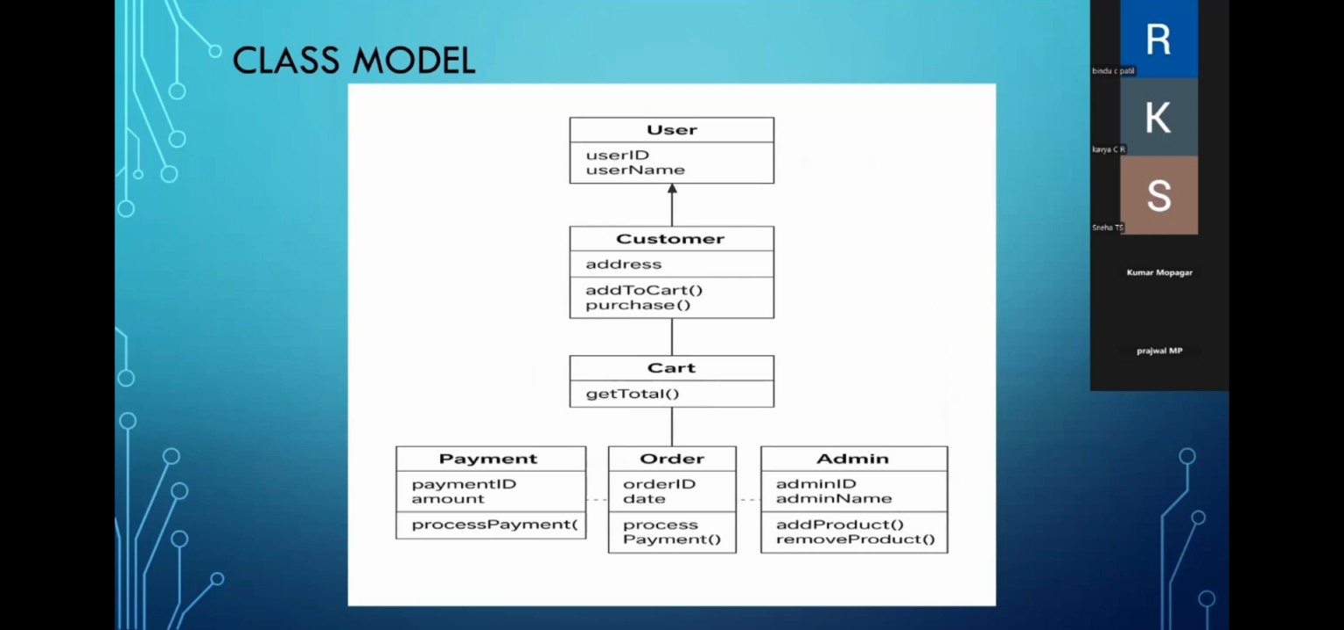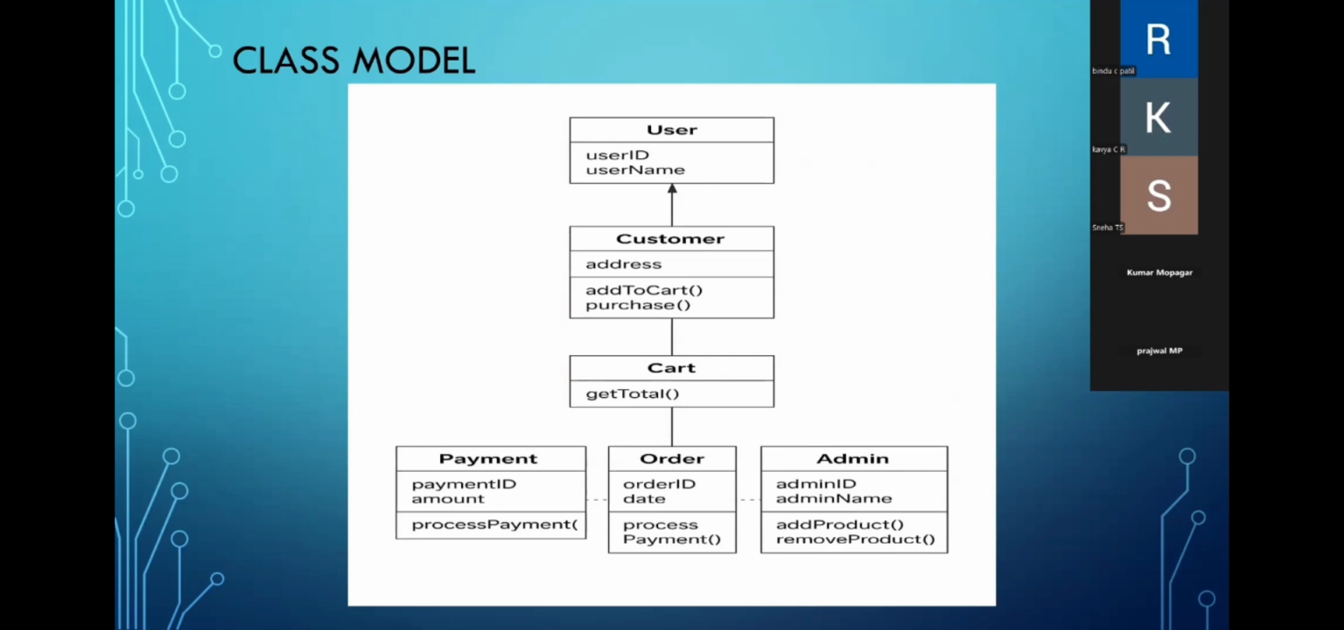Class model. This slide shows a UML class diagram for an online shopping system explaining the main parts. User and customer. User has attributes like user ID and username, and customer specializes user, adding details such as address and operations like add to cart and purchase. This means every customer is a user with extra shopping details.